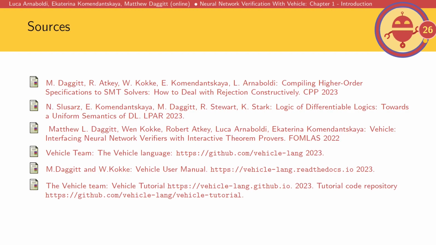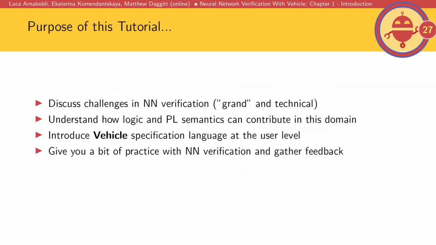There are, however, instead of a tool paper, a few resources, so there will be tutorial pages for today, and user manual, etc. So we're starting to build up towards a proper VeHICL research paper that will summarize all that I'm going to tell you today in this tutorial. So the purpose for today: discuss with you challenges of neural net verification, both grand and technical, understand how logic and programming language semantics can contribute to this domain. Of course, introduce VeHICL, specification language at the user level, give you some practice. After coffee, we're going to have a practice session. So by the end of the morning session, I want each of you to verify one neural network, okay?